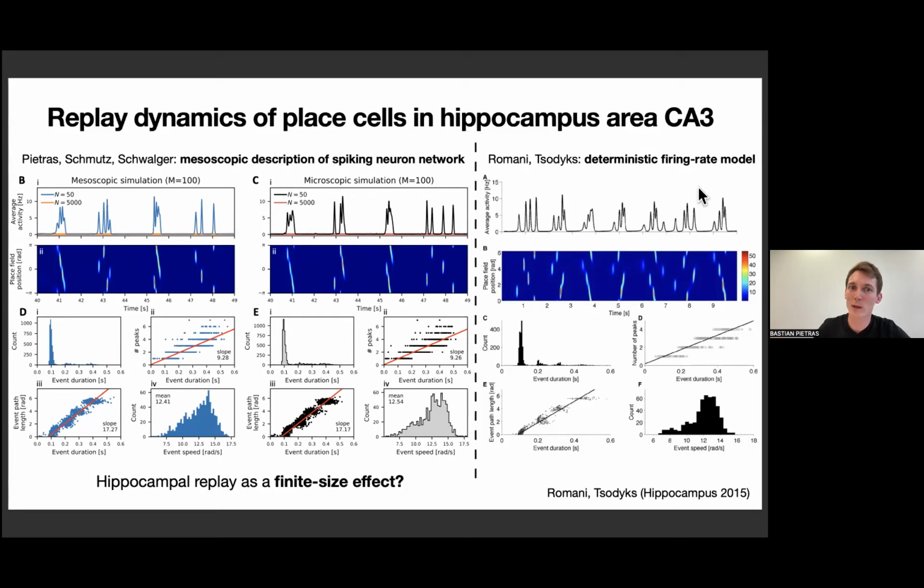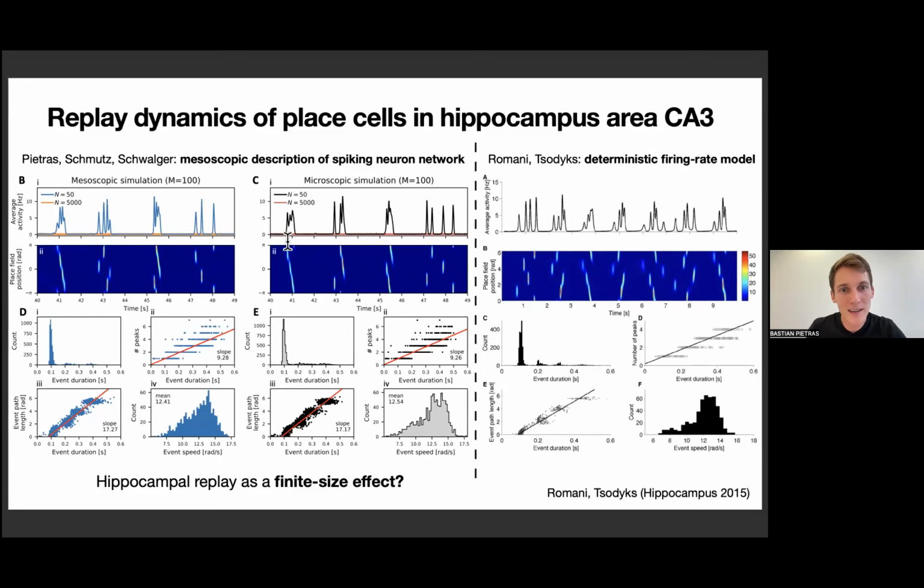So as soon as we increase the number of neurons per population, going to N equals 5,000, then we see the zero line, no activity, no replay dynamics at all. From the statistics here, there's also a good fit. It looks qualitatively the same. So what are actually the differences? And the differences, just to tell you a little bit more.